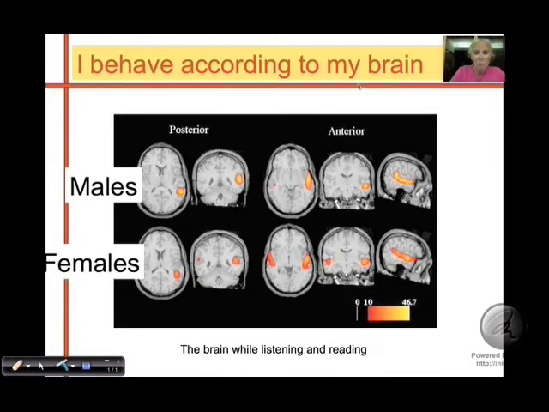What about my brain? My brain is certainly my biology. Is that different? Look at male and female brains while just reading and listening. Here on the male side of things, using the right side of the brain. On the female side of things, they tend to use both sides of the brain. I am my brain. I am my biology.